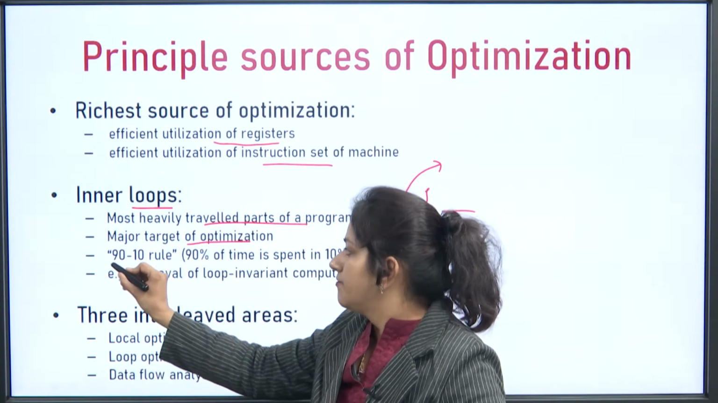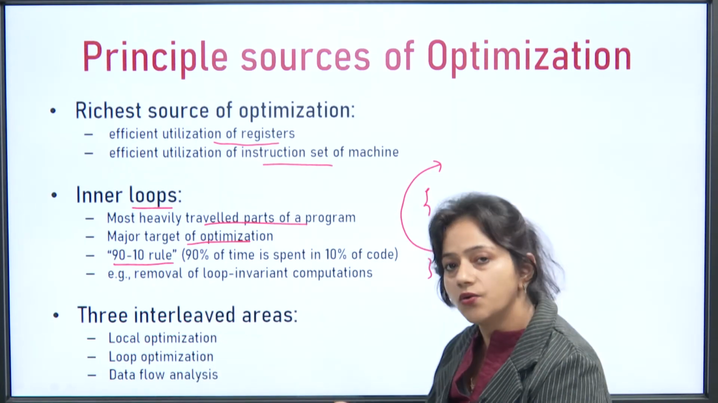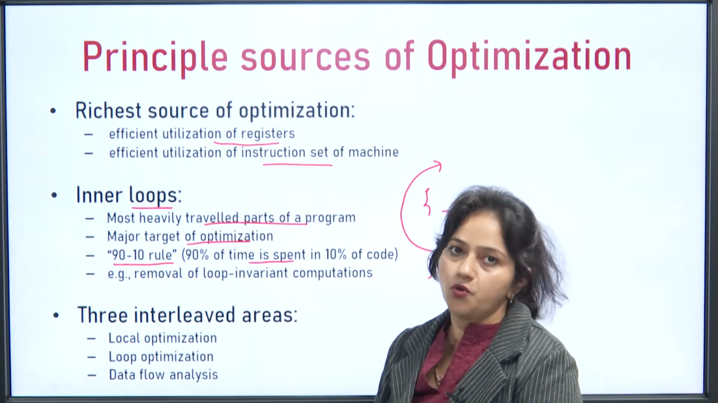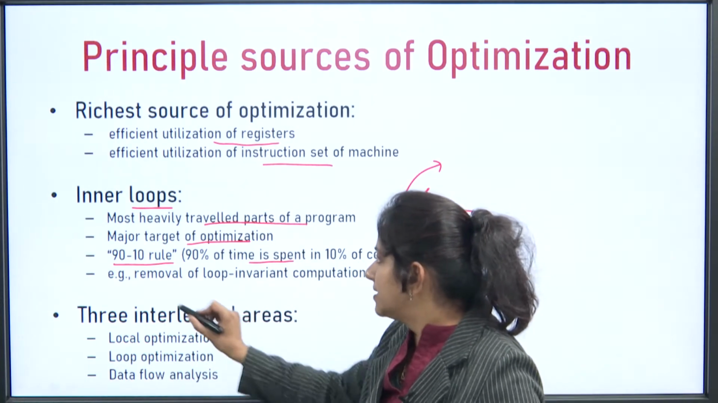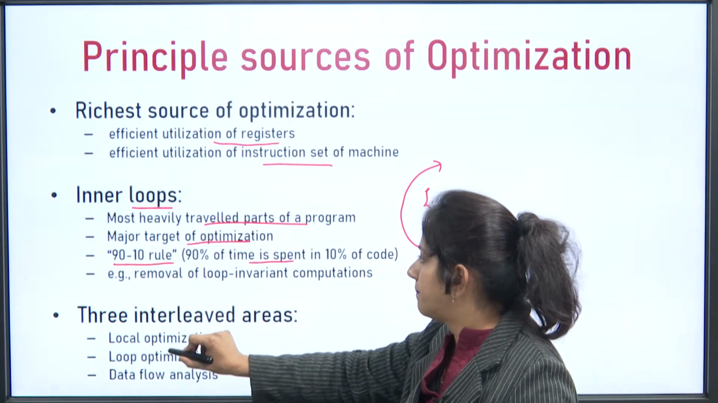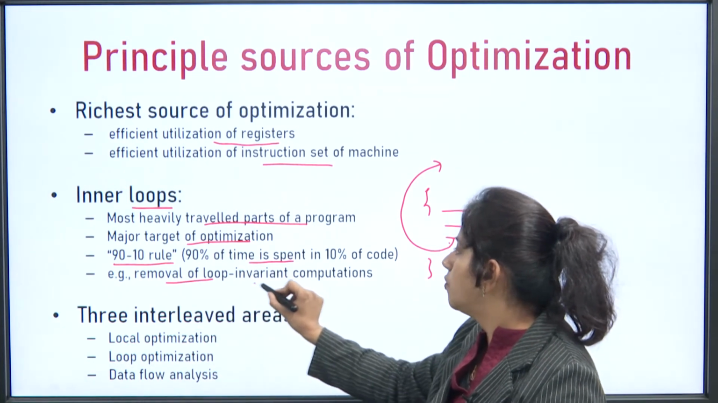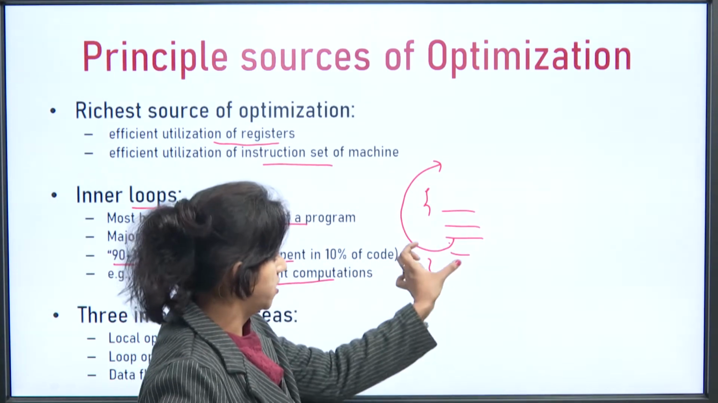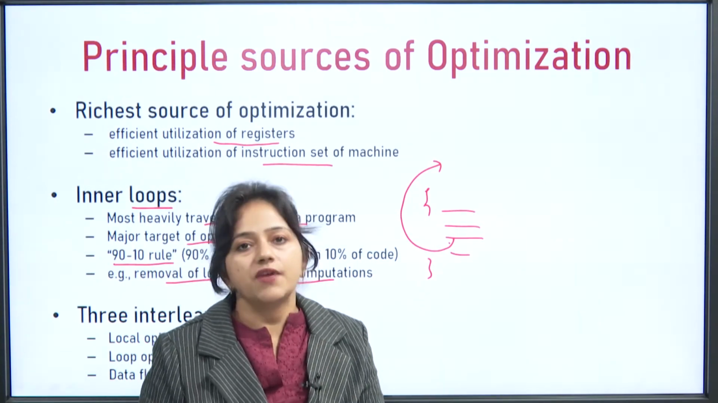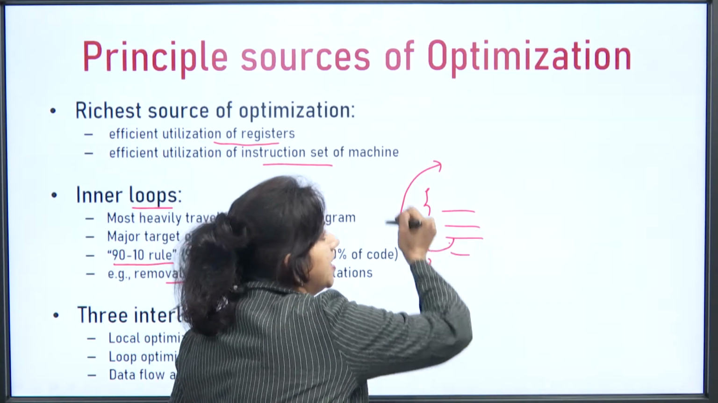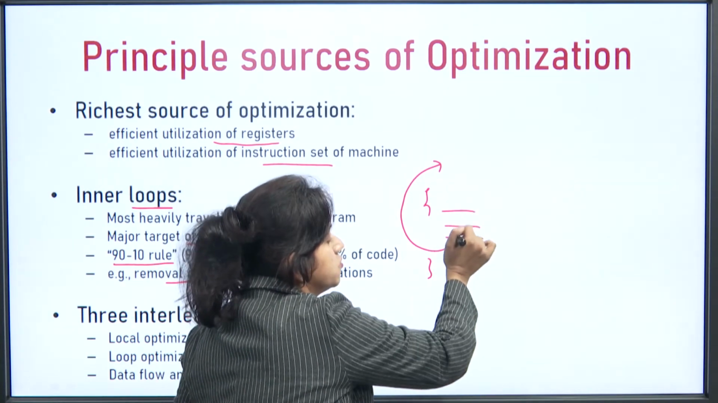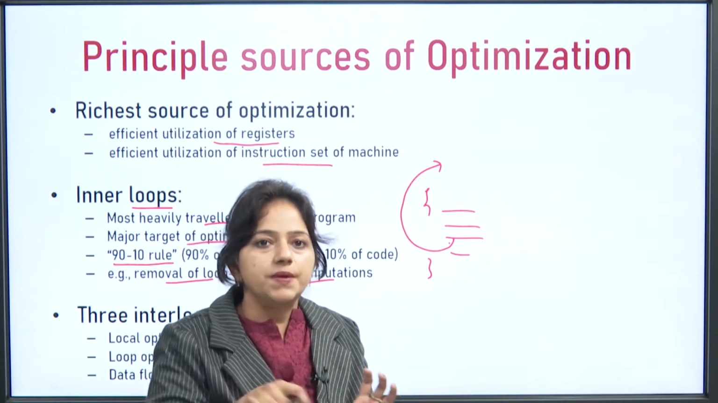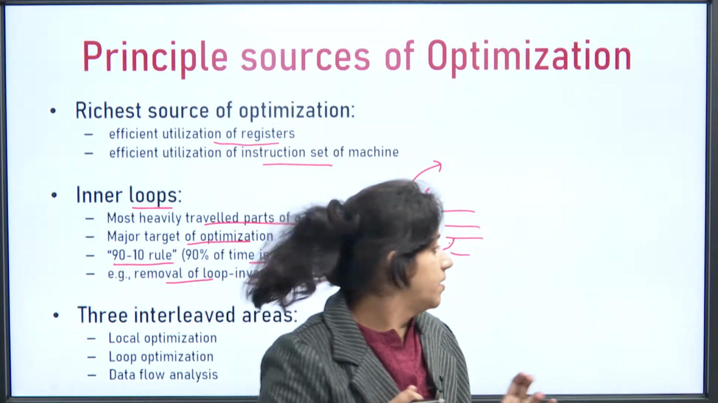So, the inner loop is a major target of optimization, and here we can use the 90-10 rule. Here 90% of the time is spent in 10% of the code. In inner loop optimization, an example is removal of loop invariant computation. Loop invariant computation means the computation that can be kept outside the loop also. It is not required to keep that computation inside the loop. Such computation can be kept outside the loop.